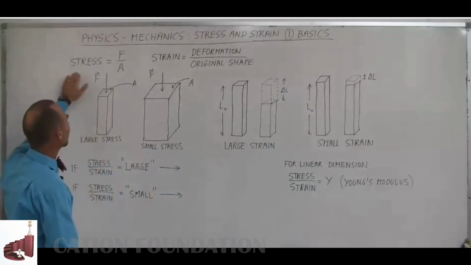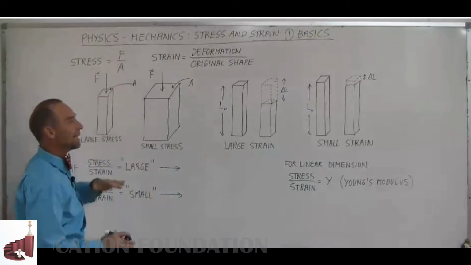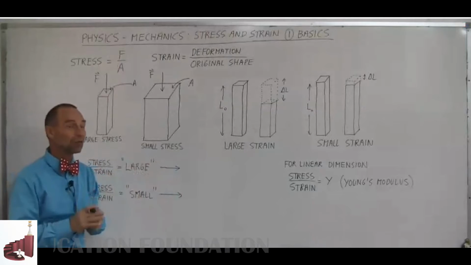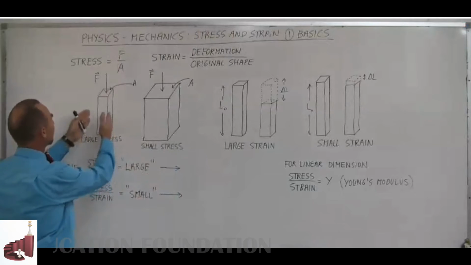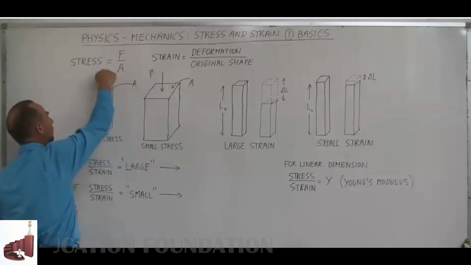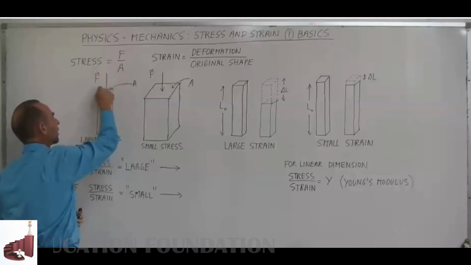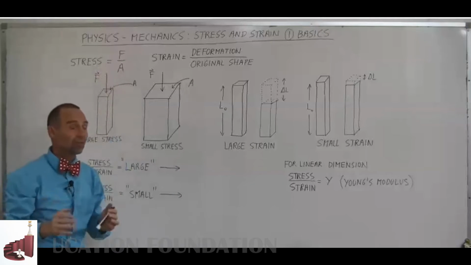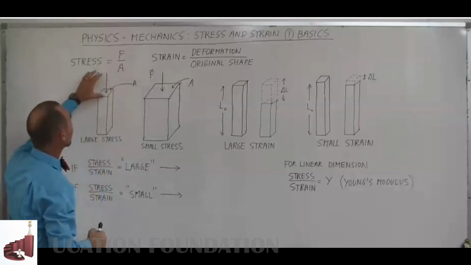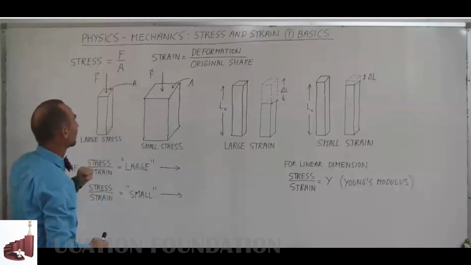Stress on a material is simply the force divided by the cross-sectional area over which it is applied. For example, if you have a beam like this and you push down on it with a certain amount of force and the beam has a certain amount of cross-sectional area, the stress is simply expressed in terms of the ratio of the force divided by the area.